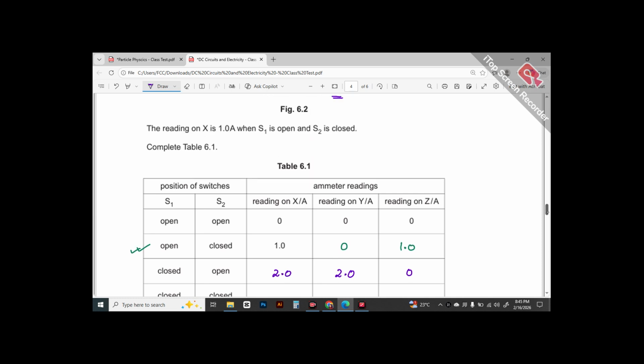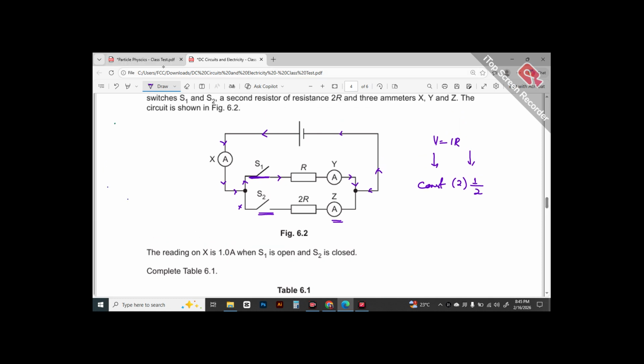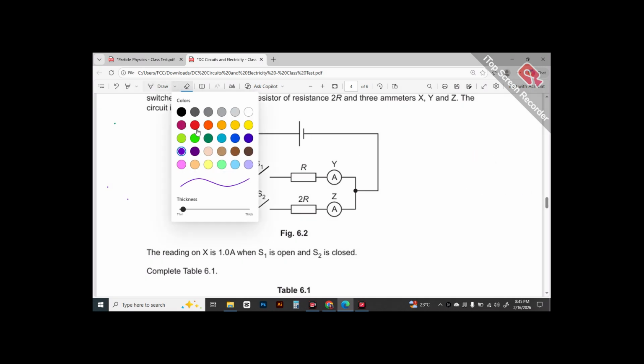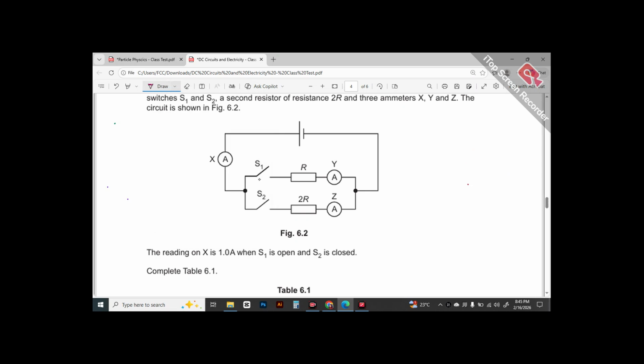Then, so far we had one path at a time closed and the other open, right? Now they have provided us with the fourth combination in which both the switches are closed and therefore current is passing through both the loops. Now you tell me what the values should be. So this path is also closed and this path is also closed.